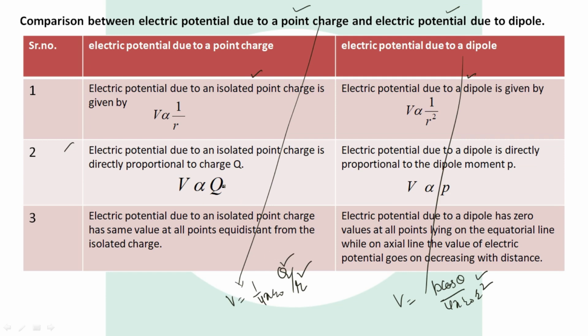Point to be noted, this is the source charge, okay, not the test charge. But the electric potential due to a dipole depends upon p, that is the dipole moment. Electric potential due to an isolated charge has the same value at equal distances because it is spherically symmetric. But electric potential due to a dipole has zero value at all the points lying on the equatorial line, while on the axial line the value of electric potential goes on decreasing with increase in distance.